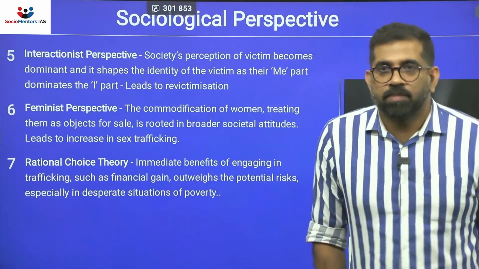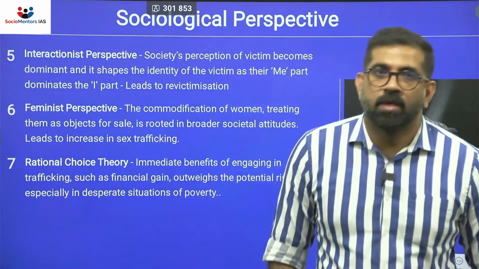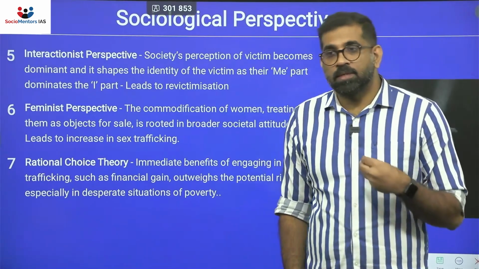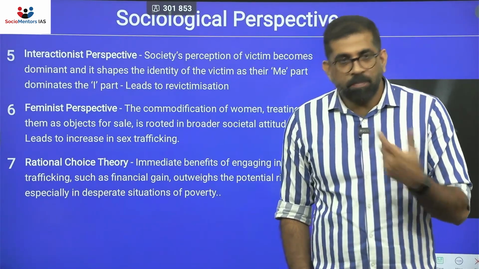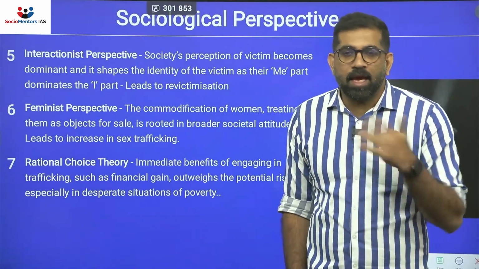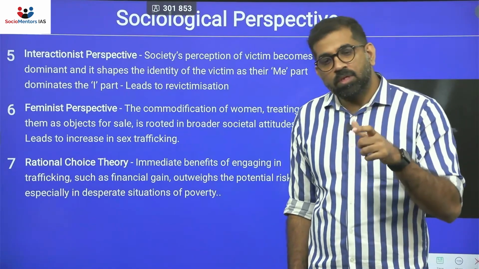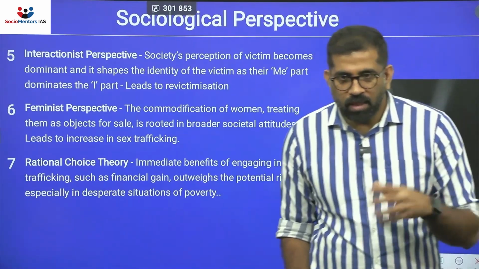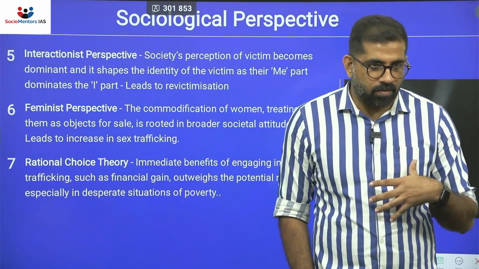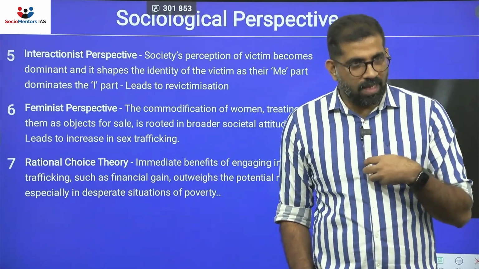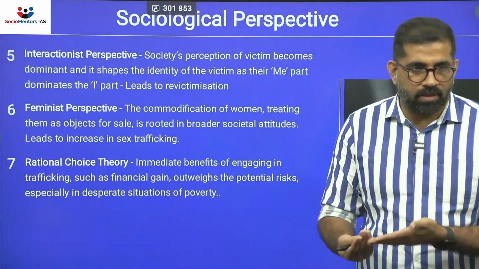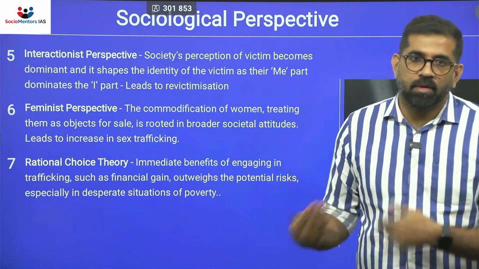See, when it comes to interactionist perspective, you have to consider human trafficking from, see, I have mentioned already about the re-victimization aspect, right? Here, why does that instance of re-victimization occur? It is because the me part of that victim, the socialized part, dominates the I part of the victim, right? Now, the way society views them, the meaning society attaches to trafficking will dominate their view of their own personality. So such a view of their identity as well as personality, which is dominated by the view of society, will lead them to re-victimization. Will continue that cycle of trafficking.